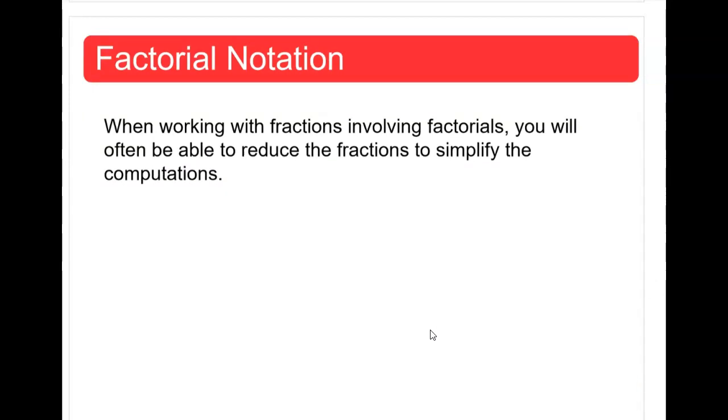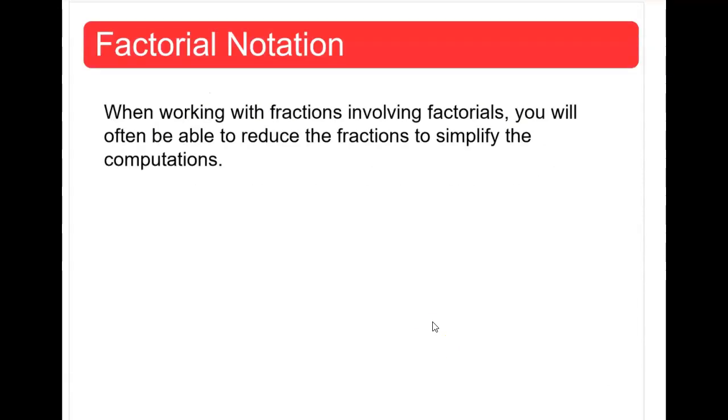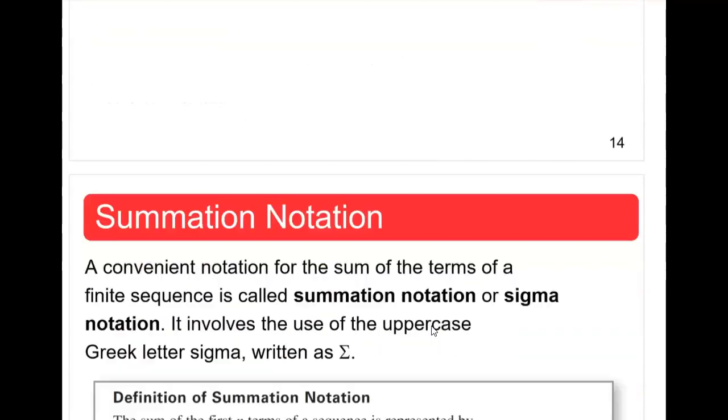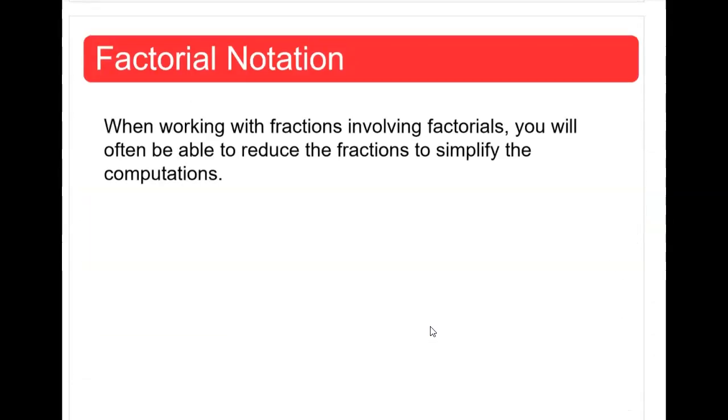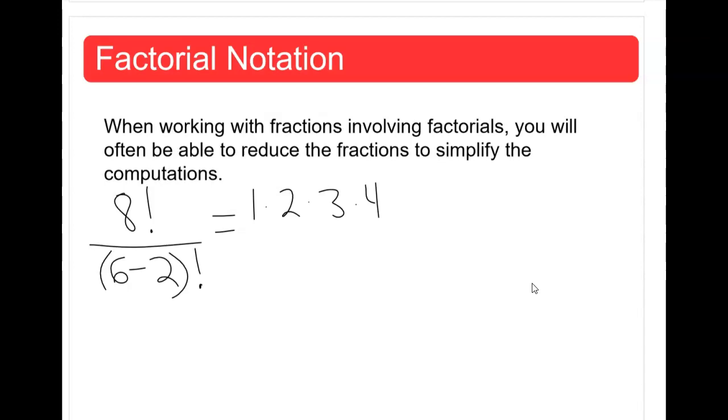So when working with fractions involving factorials, you will often be able to reduce the fractions to simplify the computations, as I showed you earlier. So let me give you another example. Let's say that we have 8 factorial here. And then on the bottom, let's say 6 minus 2, and then factorial. Well, we know that 8 factorial will be 1 times 2 times 3 times 4 times 5 times 6 times 7 times 8.